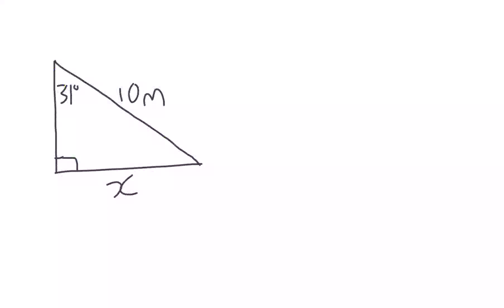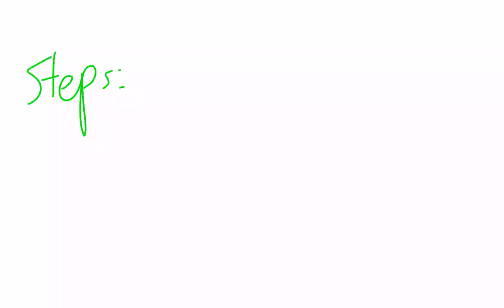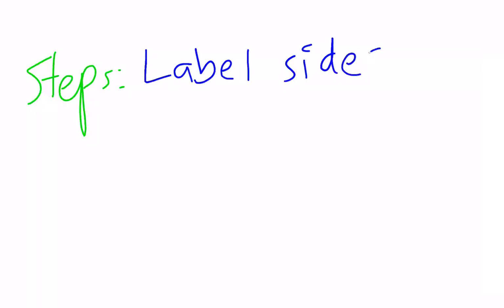If you look at this question, I have a right-angled triangle. 31 degrees is marked, so that becomes the angle we care about. And I have two other sides. I need to find the side marked x, and the hypotenuse is 10 meters. Now I'm going to skip ahead because we'll want to write down the steps that we need to use. Anytime we do trigonometry and we have a triangle, our first step must always be to label the sides.